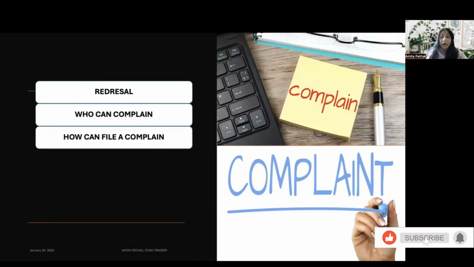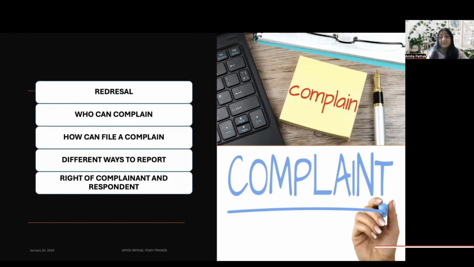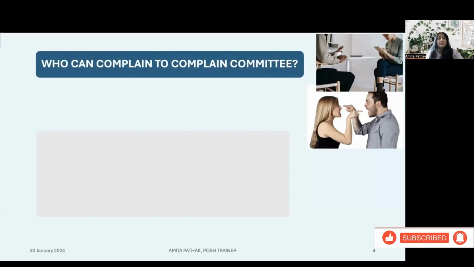Who can complain? How can one file a complaint, and what are the different ways to report? What are the rights of the complainant and respondent? Let's continue with the topic. Who can complain to the complaint committee? In the first module, we went through the fact that there is a complaint committee. Now the question arises: in case of sexual harassment, who can complain to the complaint committee?